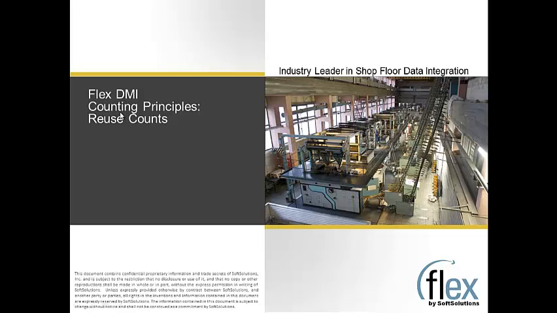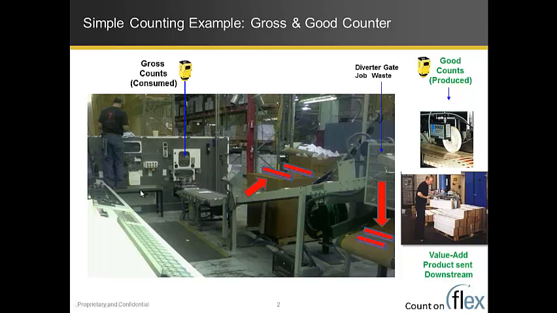This video is going to talk about a counting principle related to reuse counts. Basically, with Flex, the simple counting example is a machine that would ideally have a gross counter, and the gross counter would be related to the totalizer on the machine. So everything that goes through the machine would be captured in the totalizer, and the gross counts through Flex would come from that same source.